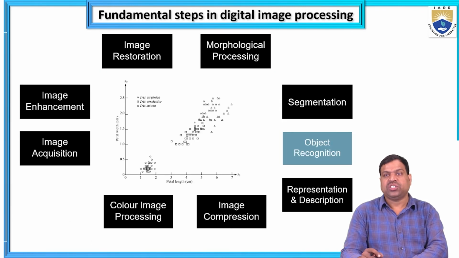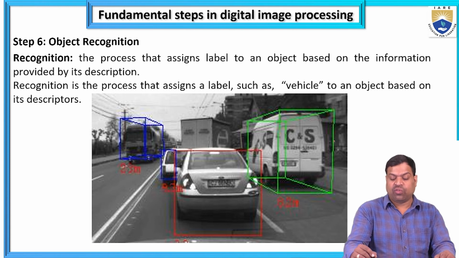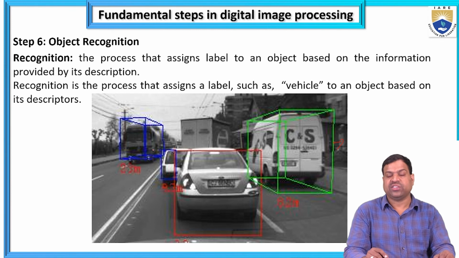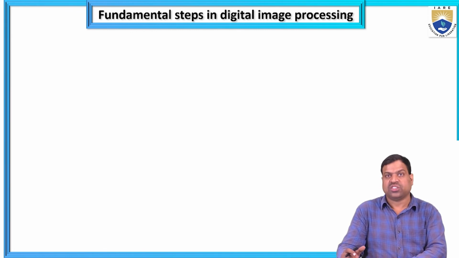Another one is image recognition. So how are we recognizing in this image? Suppose there are so many vehicles on the road. One is a van, one is a car, and one is a bus. So how are we recognizing them? We give some different identification processes to identify the images. That is object recognition.